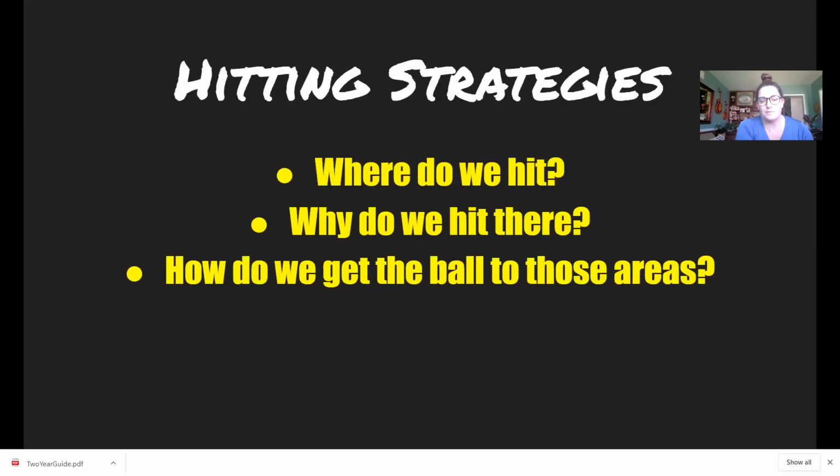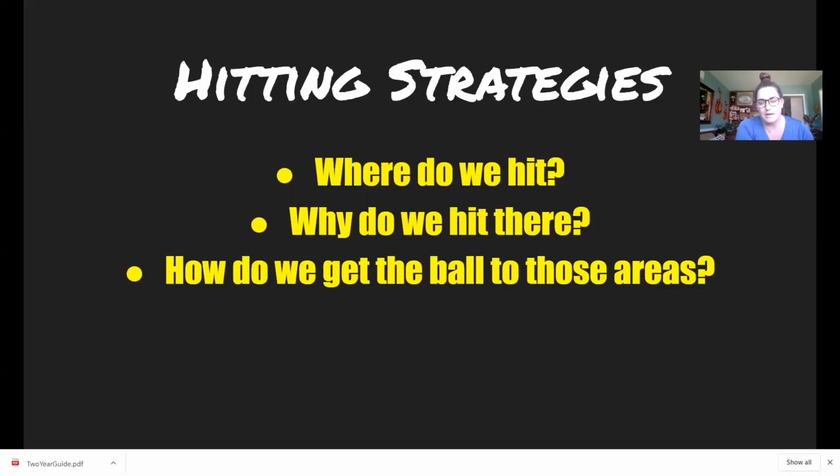And again, knowing that it might be the empty spot, it might be the gap in the block, it might be the weakest player, it might be what's working. And then of course, having the ability to adjust if something's not working, or adjust if the opposing team starts picking up what you're doing.